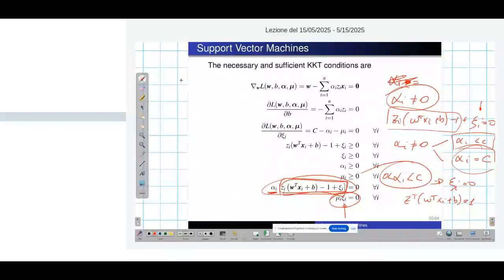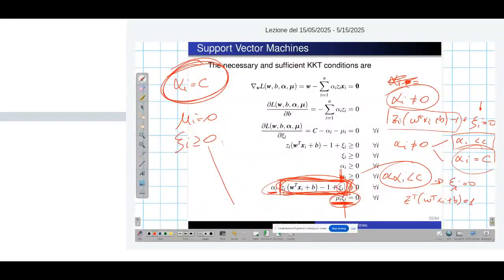But now we have an additional kind of supervector when alpha i is equal to C. When alpha i is equal to C, I can have mu i equal to 0, which means that the constraint can be satisfied by any xi_i that is greater or equal than 0. So either xi_i is 0, and then the point is still on the margin, or xi_i is greater than 0, which means that the point is inside the margin.